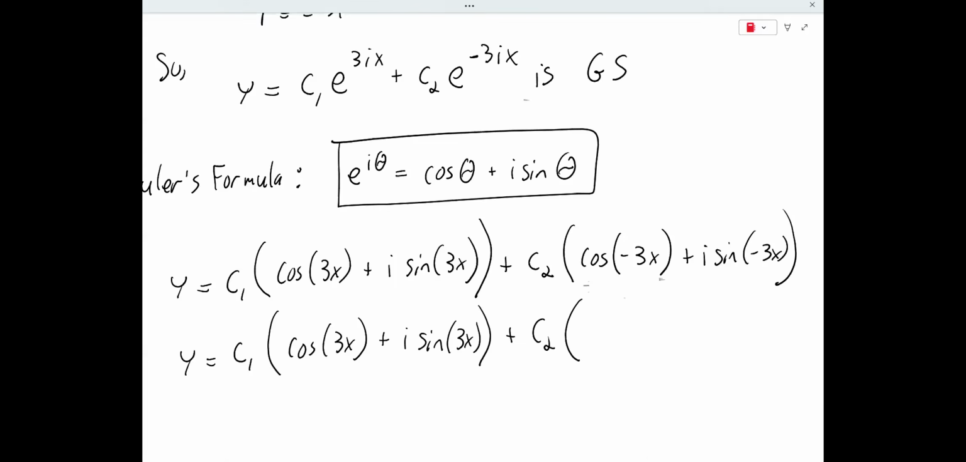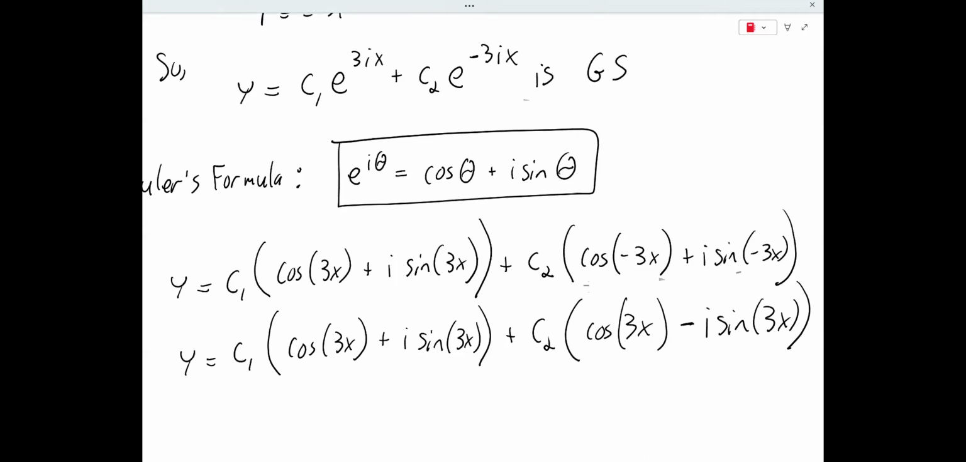Basically, cosine negative 3x is the same as cosine 3x, like this. Okay, it's a property of cosine. It's an even function, like that. Okay, it's a trigonometry thing there. And sine is an odd function, which means basically it has the opposite sign on it. So basically, it goes like this: an odd function. Sine's odd, so you can write it like this then.